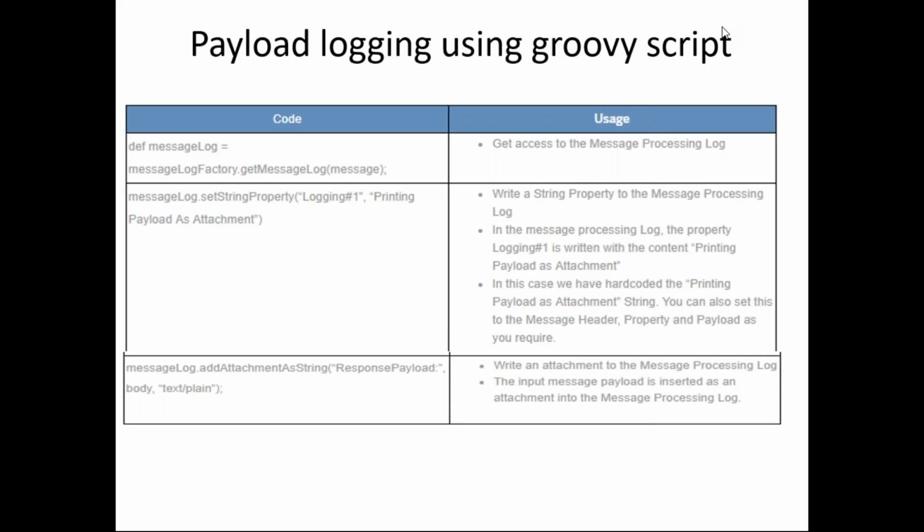So now let's use the groovy script for enabling the payload. It's very simple. There are just 2 or 3 lines to enable the payload for logging using groovy script. Every time you want to enable the payload, you use the same script, so there's no need to change anything, just accept the payload name only. Otherwise, the code is the same. So let's use the code to enable the payload.